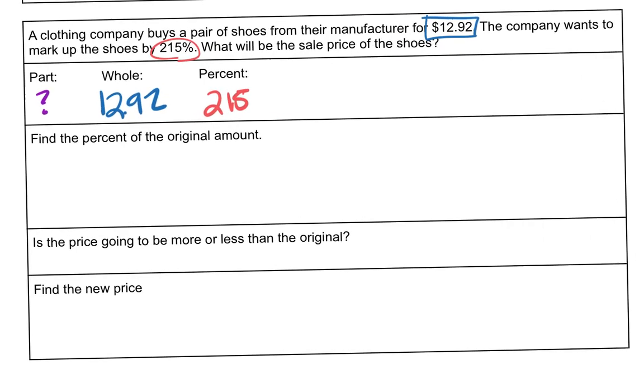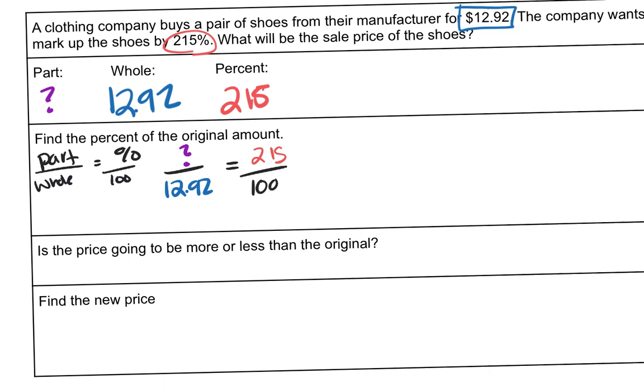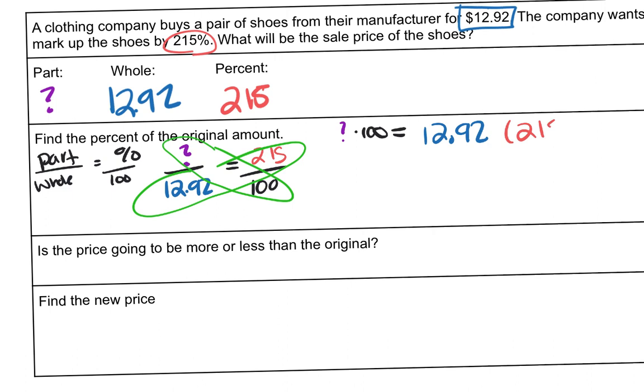Our setup is that the part divided by the whole equals the percent divided by 100. We don't know the part, that's where the question mark goes. The whole is $12.92. Our percent is 215% divided by 100. We're going to cross multiply. Question mark times 100 equals, cross multiply the other way, 12.92 times 215.